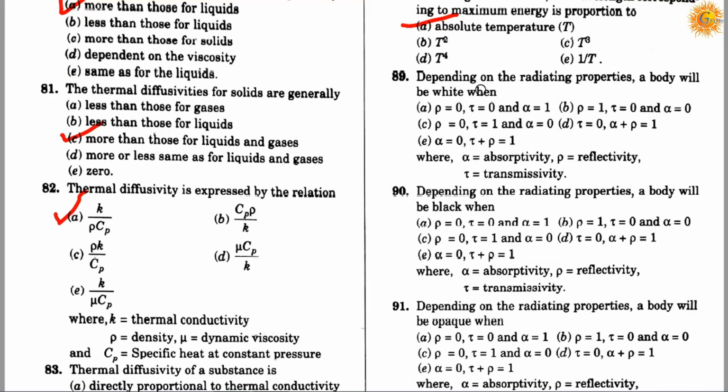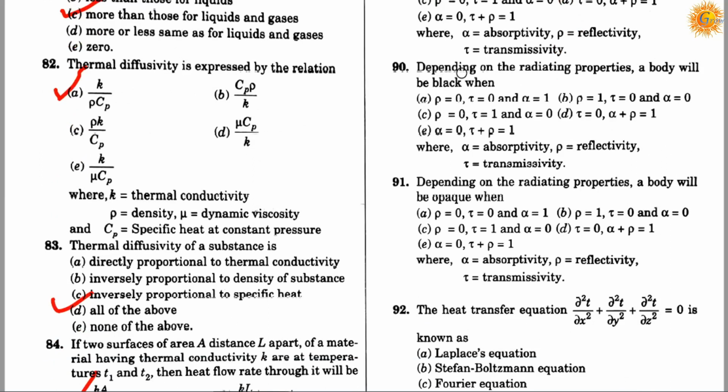Question number 89. Depending on the radiating properties, a body will be white when: option A, rho is equal to 0, tau is equal to 0, and alpha is equal to 1, where alpha is absorptivity, rho is reflectivity, and tau is transmissivity. Option B, rho is equal to 1, tau is equal to 0, alpha is equal to 0. Option C, rho is equal to 0, tau is 1, and alpha is 0. Option D, tau is equal to 0, alpha plus rho is equal to 1. Option E, rho is equal to 0, tau plus rho is 1. So the correct answer is B. It means rho is 1, tau is equal to 0, and alpha is equal to 0.